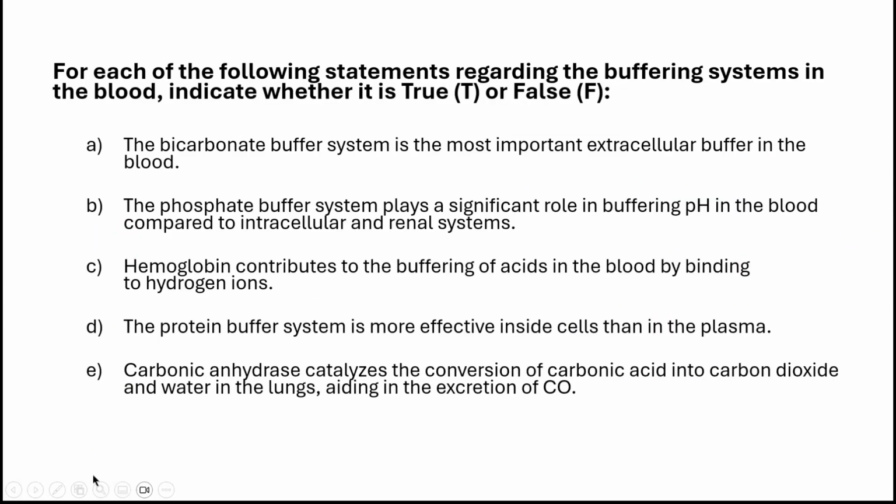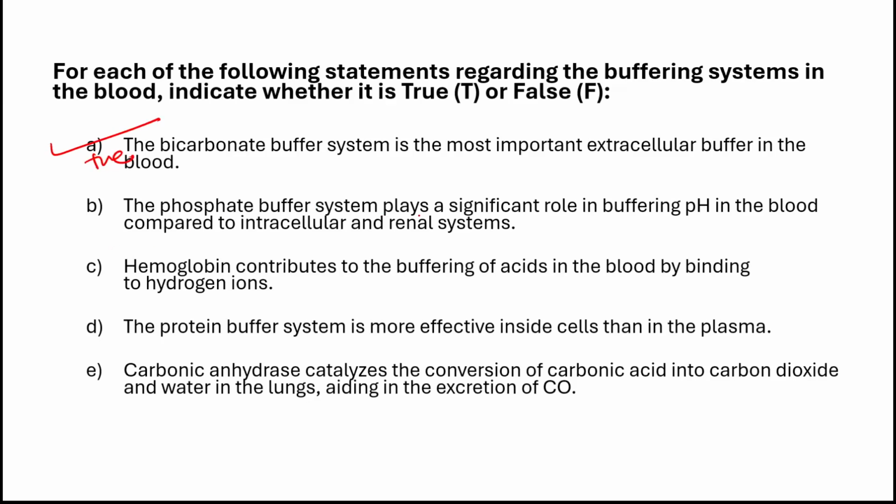Again, a true and false question. So that was a single best answer. So here it's a true or false question about buffering systems. Now we can just go through the answers as we read along. The bicarbonate buffer system is the most important extracellular buffer in the blood, as I have mentioned earlier as well. So bicarbonate is the most important one, which has the most content and the highest buffering capacity as well. So this is a true statement, and you have to mark it correct.